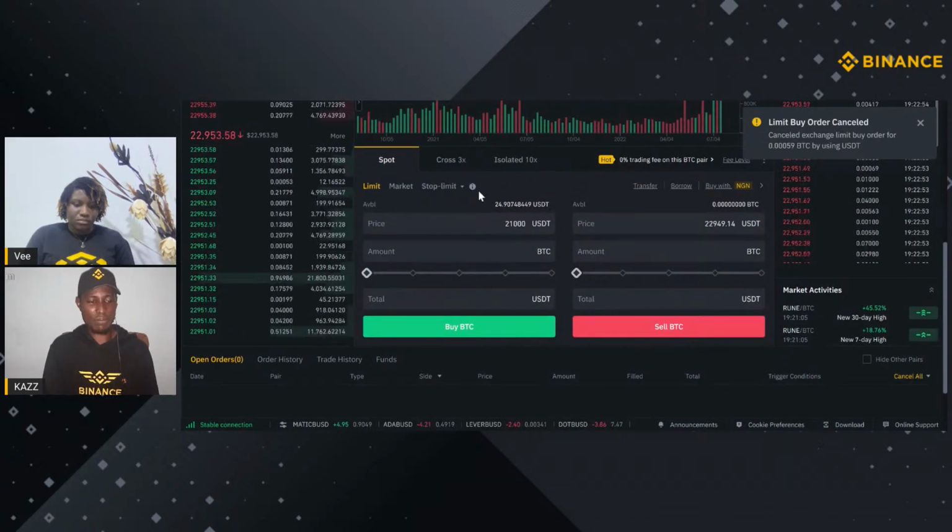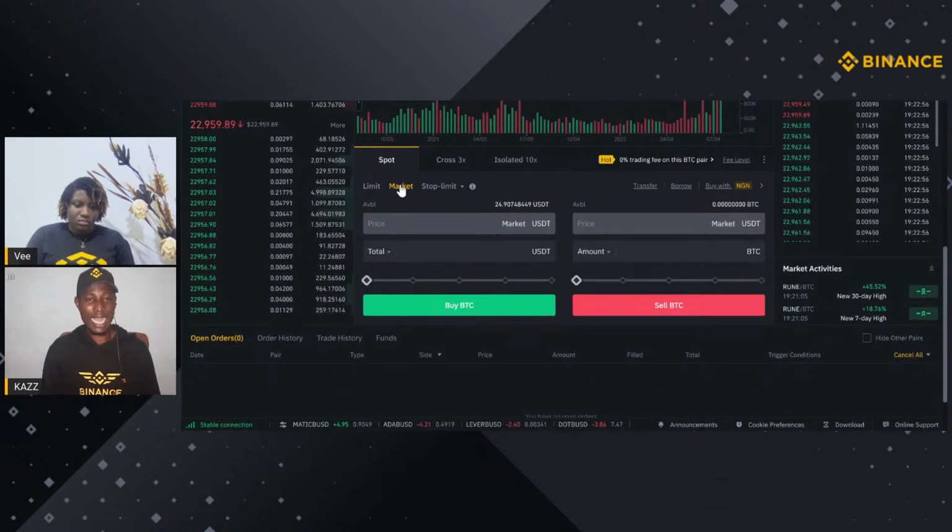The next one is market order. As displayed in the slides, this is what you get when you tap on market order. You have the market price already there. You cannot edit the price.